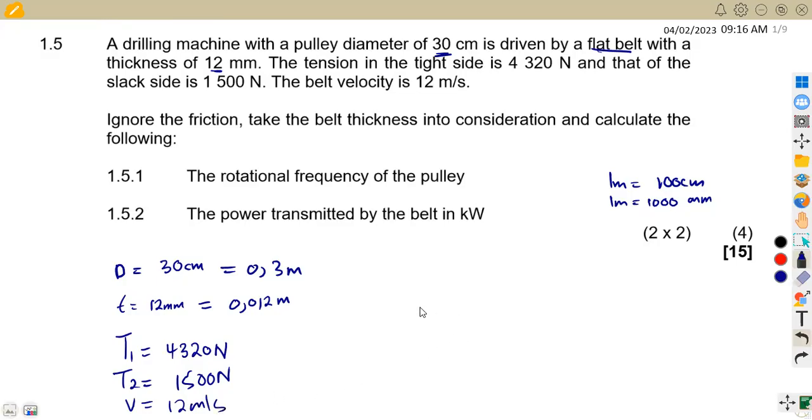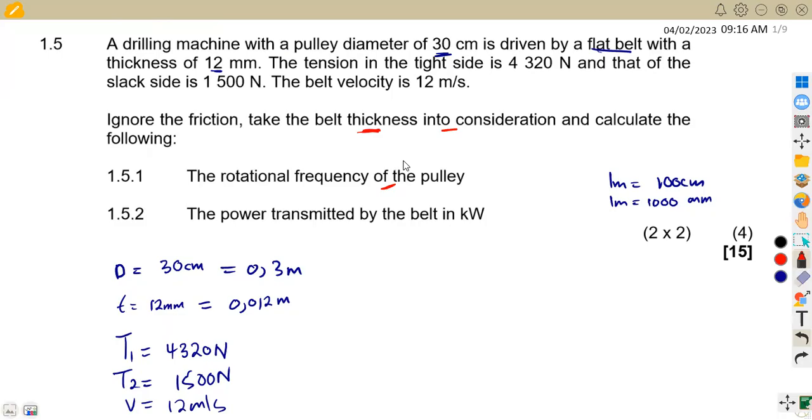Ignore the friction, which means in this case we are not going to work with anything that has to do with friction. Take the belt thickness into consideration. Take note here, we are given to take the belt thickness into consideration and calculate the following. The first part, we are given to calculate the rotational frequency of the pulley, which means in this case we are talking about N.